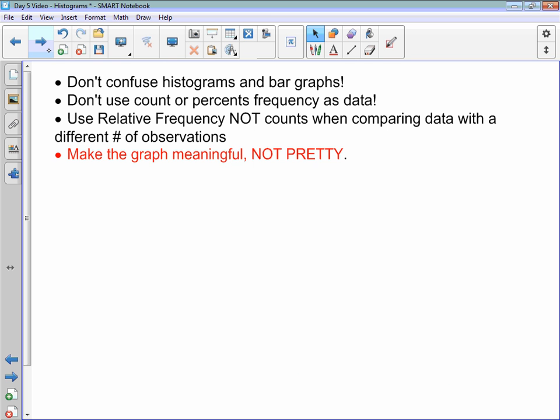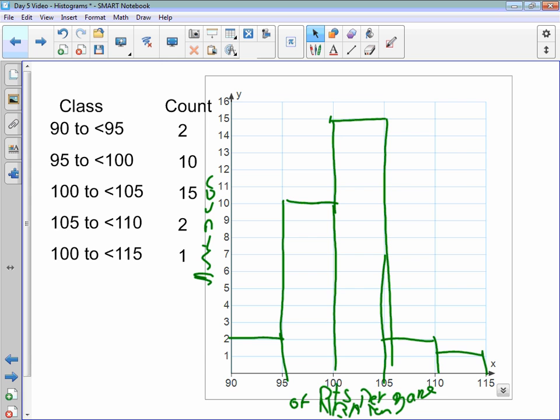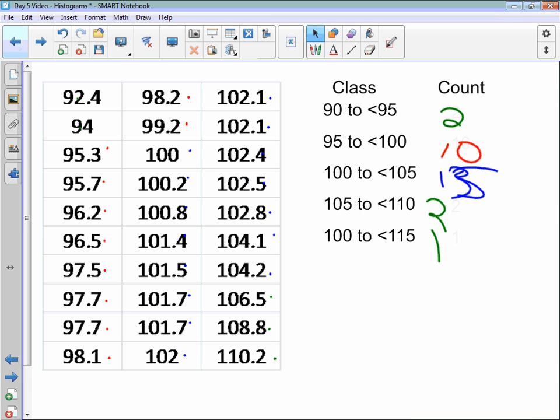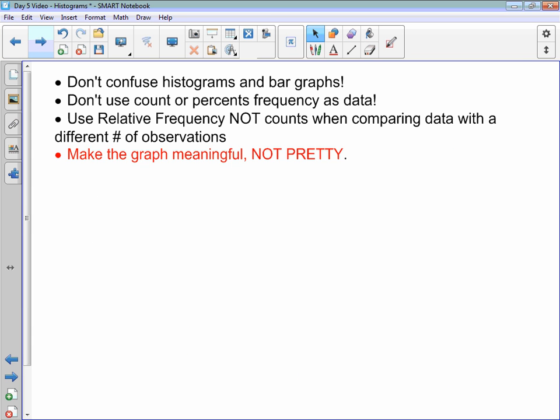So some general rules on histograms. Do not confuse histograms and bar charts. Bar charts are for categorical data. Histograms are for quantitative data. You cannot go from this chart and try to recreate the data here. You can't do that. All it's doing is describing the distribution. So do not try and go back from the graph to data.